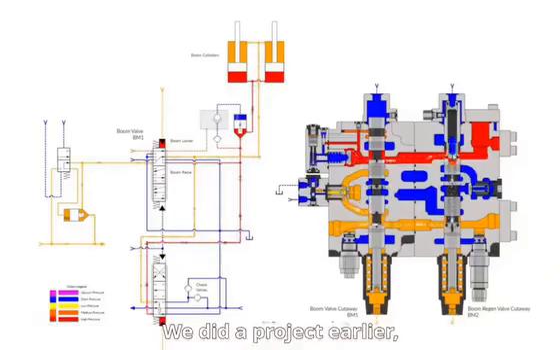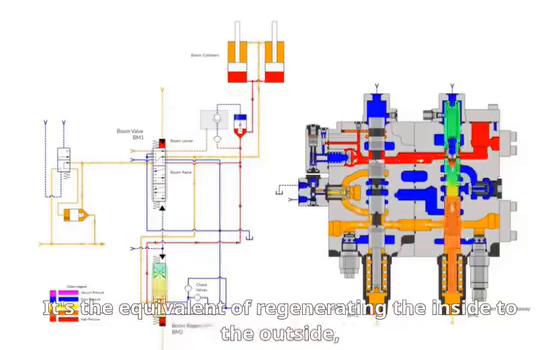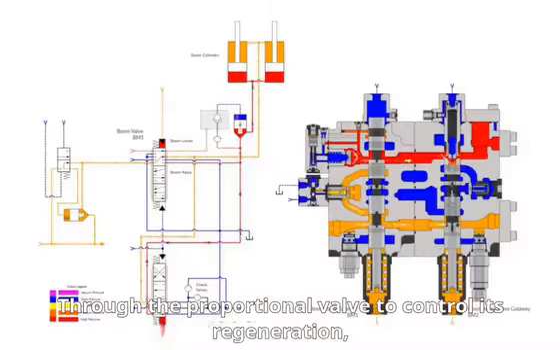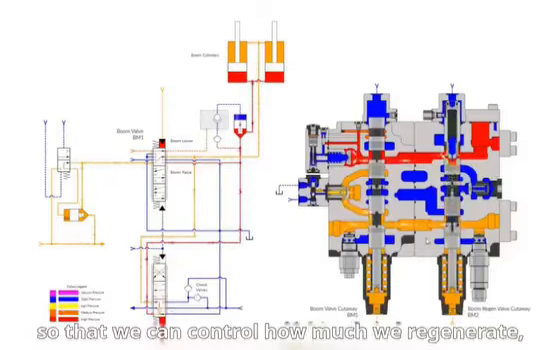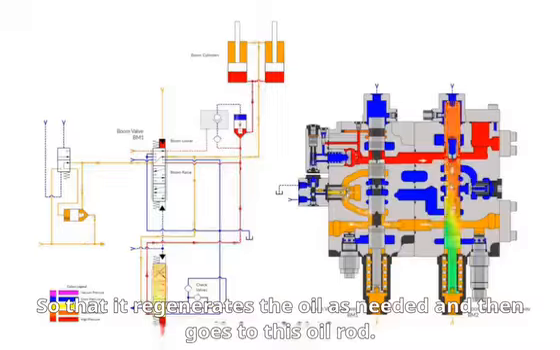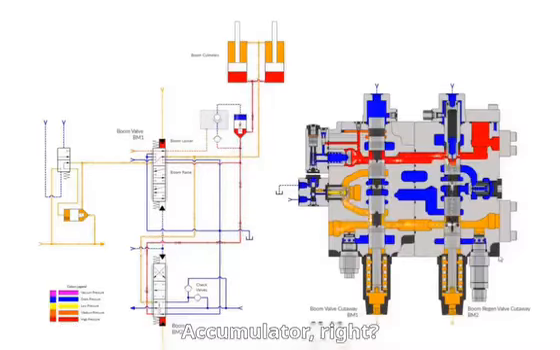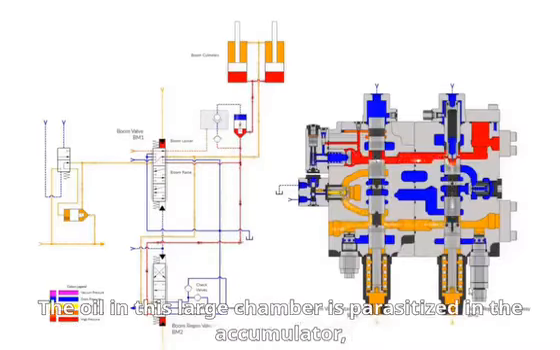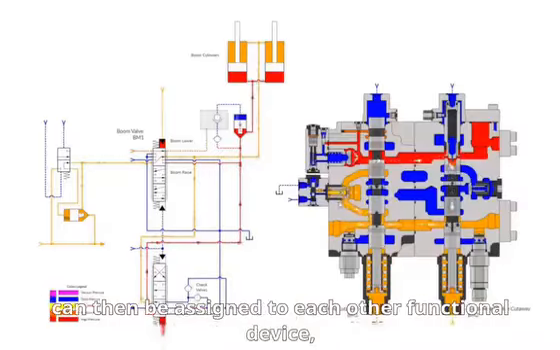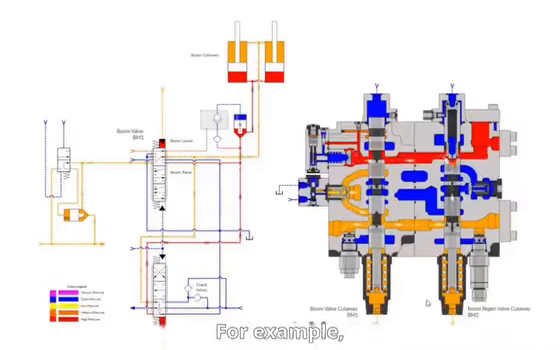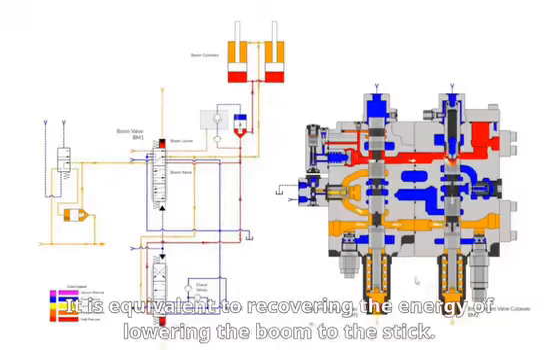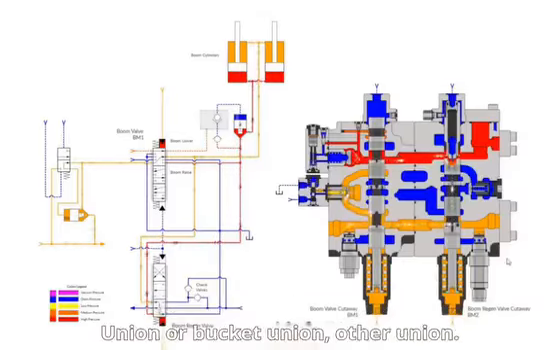We did a project earlier. It's the equivalent of moving the regeneration from the inside to the outside, through a proportional valve to control it, so that we can control how much we regenerate, so that it regenerates the oil as needed and then goes to the rod cavity. Then there is another plan using an accumulator. The oil in the large chamber is stored in the accumulator, which can then be distributed to other functional devices, for example the stick union and so on. It is equivalent to recovering the energy of lowering the boom to the stick union, bucket union, or other unions.